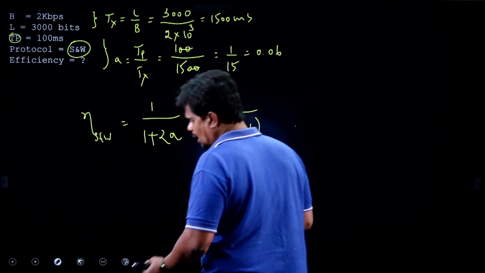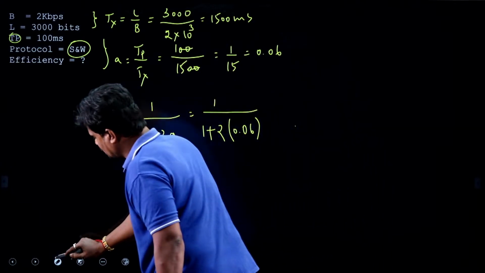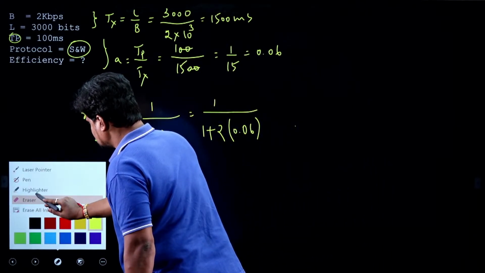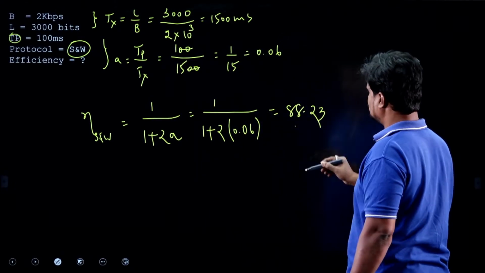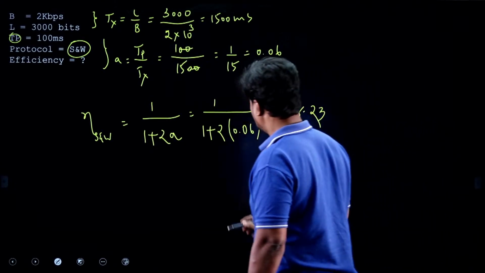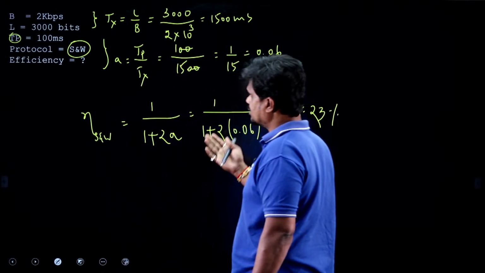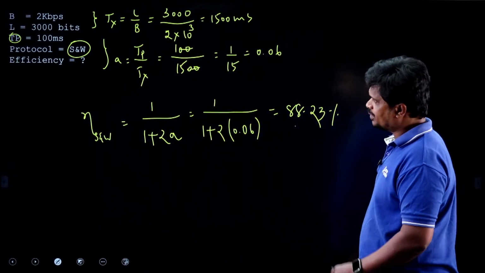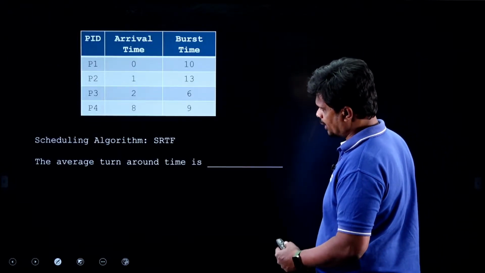I am writing the answer here. By evaluating this whole expression, you are going to get something like 88.23. 88.23 you are getting, or 26, something like that. Okay, so this is the efficiency answer for this question. Right, so these are the 4 questions we have from CN. Then we are coming to OS.